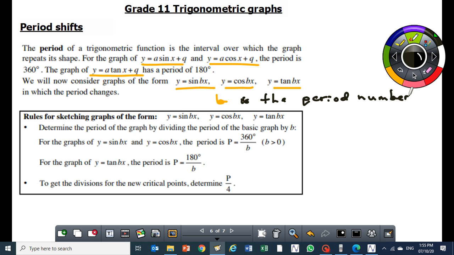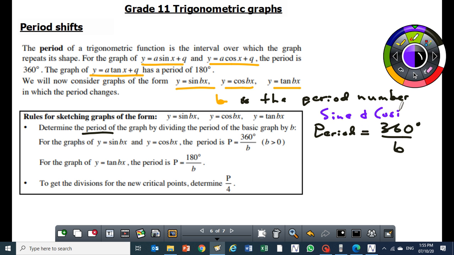Now, the procedure that you have to use to sketch graphs like that: first thing, you need to determine the period of the graph. Now, there's a formula to do that. The formula is, for sine and cos, the period is equal to 360 degrees over b. This is for sine and cos.